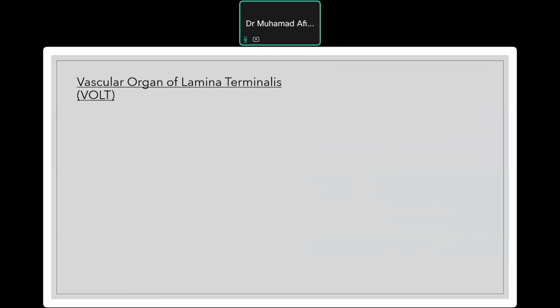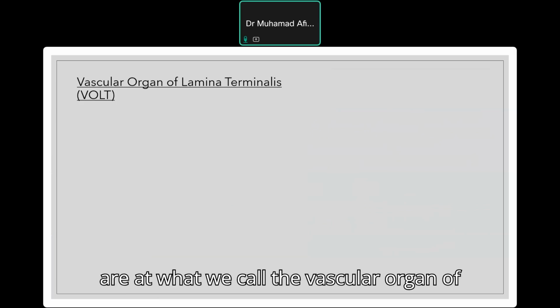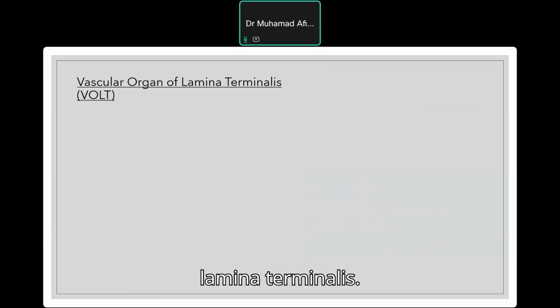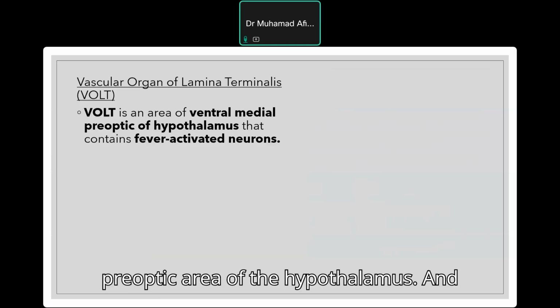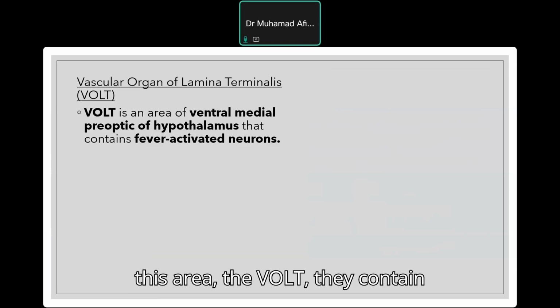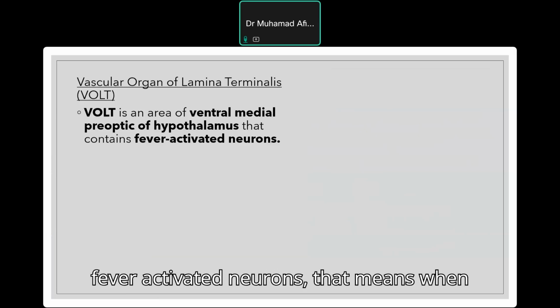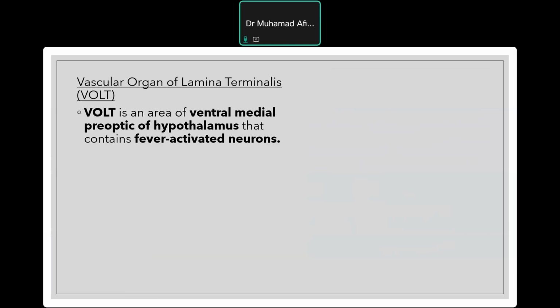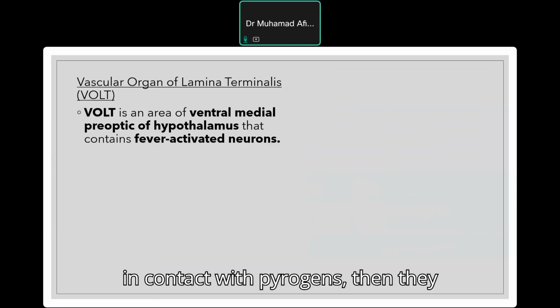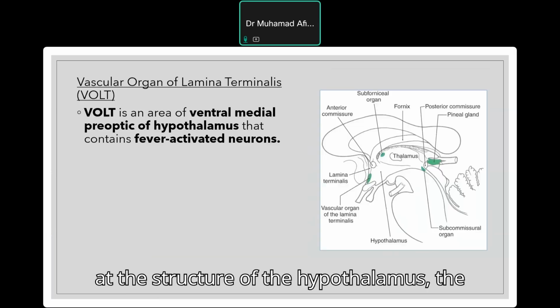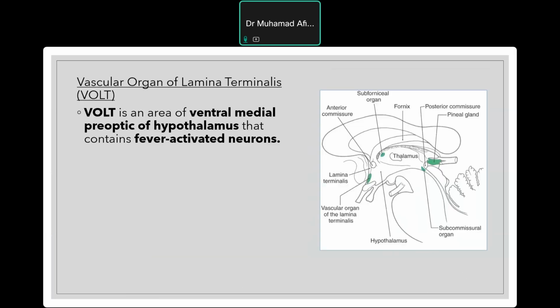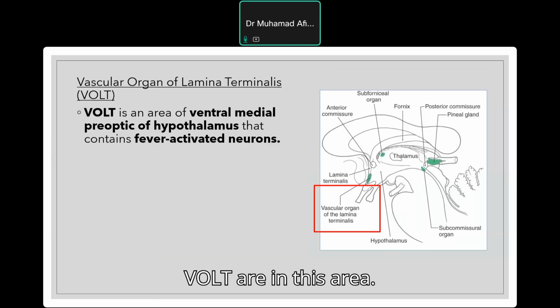Instead, it is at what we call the vascular organ of lamina terminalis. It is at the ventral medial preoptic area of the hypothalamus, and this area, the OVLT, contains fever-activated neurons. That means if it is in contact with pyrogens, then they become activated. If we look at the structure of the hypothalamus, the OVLT is in this area.